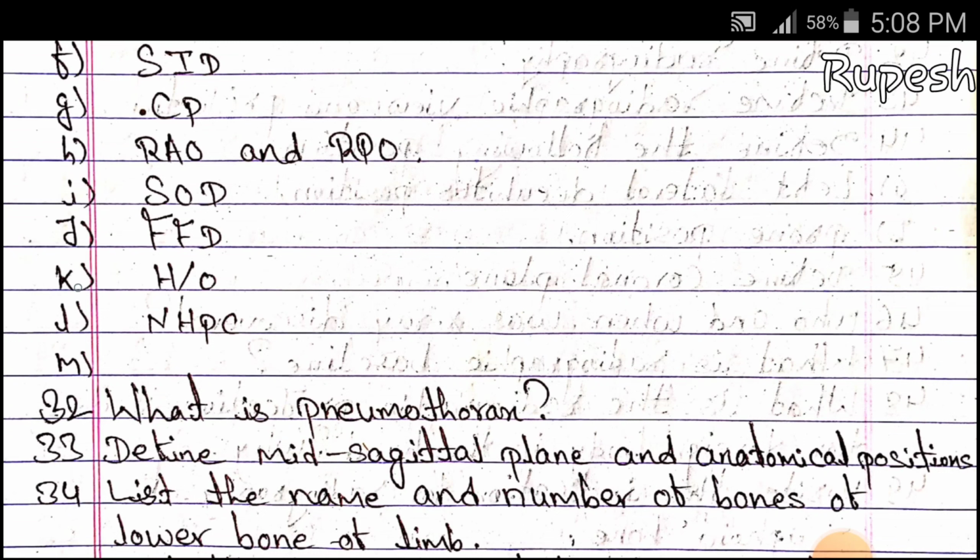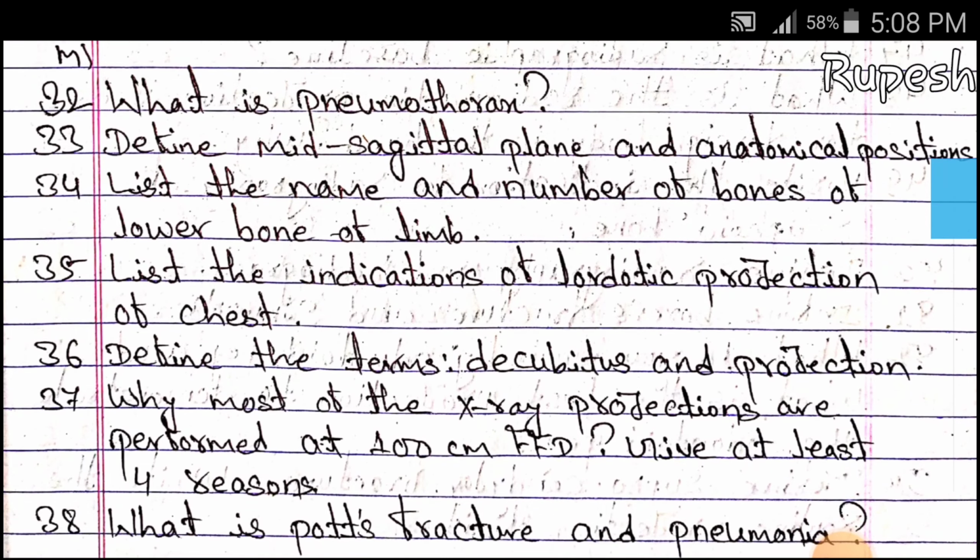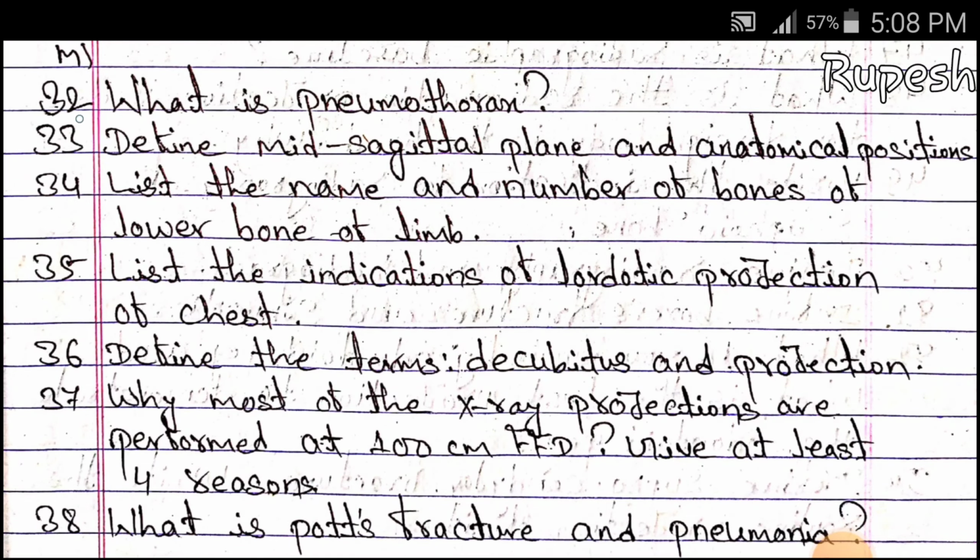So point number K, H by O. So point number L, NHPC. So question number 32. What is pneumothorax? Question number 33. Define mid sagittal plane and anatomical position.